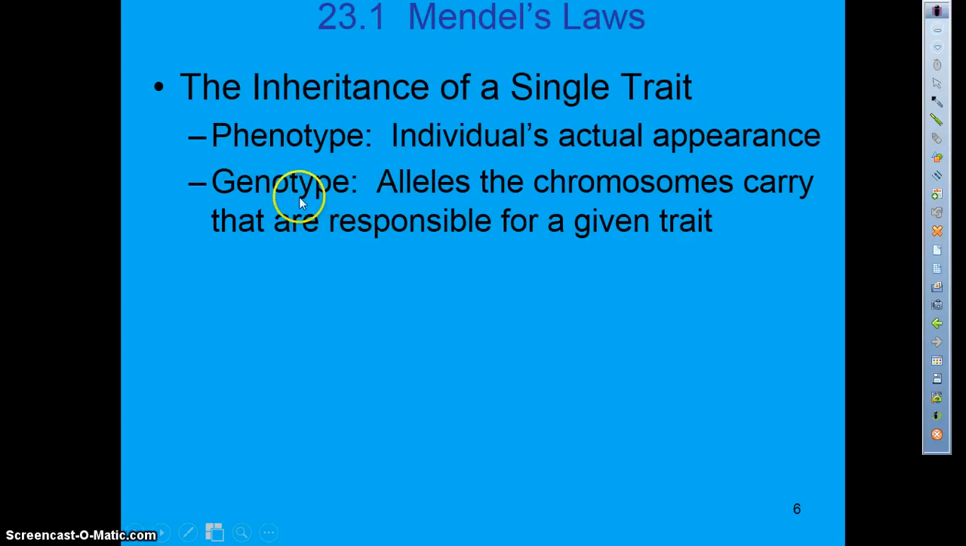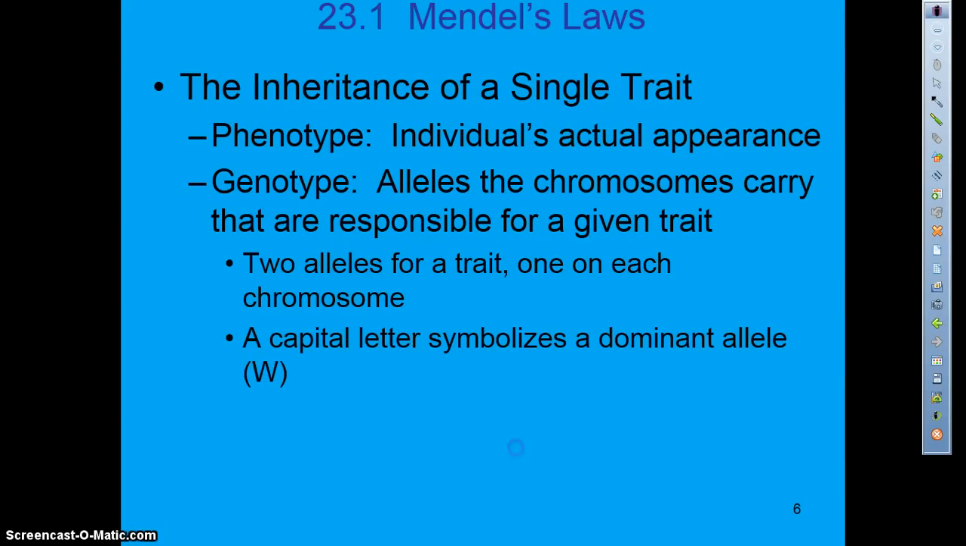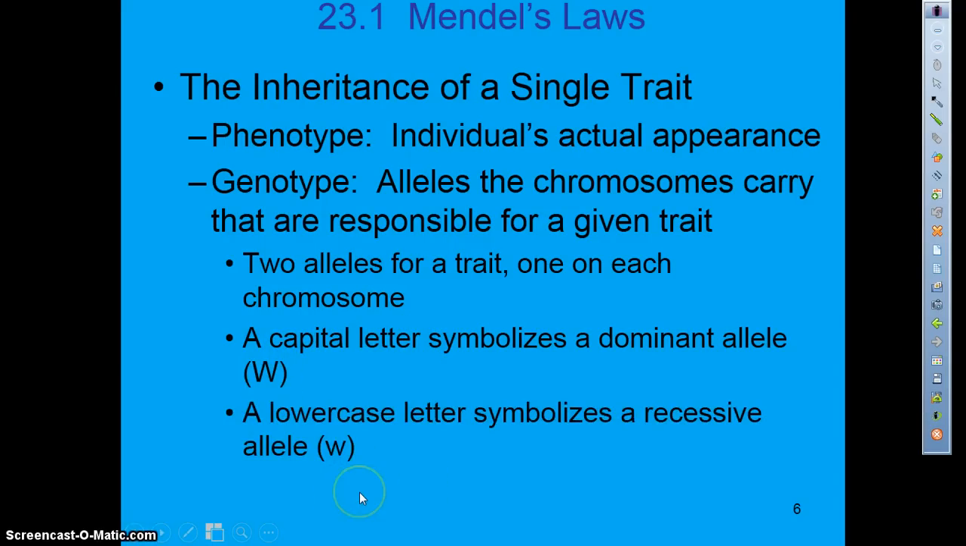So you can't look and say, oh, that person is big A, little a, or big T, little t, or big T, big T. You can't see that. You can see the phenotypic response to the genotype being what it is, but you don't always know the genotype of an individual. There are two alleles for a trait, one on each chromosome. We are going to let a capital letter symbolize a dominant allele, so this is a capital W, and a lowercase letter is going to symbolize a recessive allele.